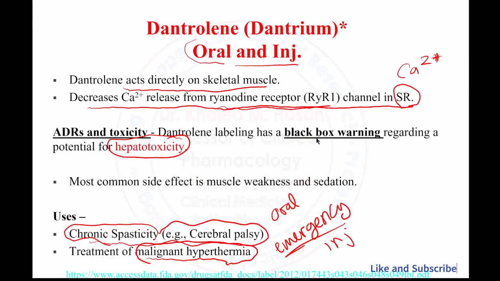So now a summary for Dantrolene: it acts directly on the skeletal muscles, decreasing the release of calcium from the ryanodine receptor, sarcoplasmic reticulum. Black box warning for Dantrolene: hepatotoxicity. The most common side effects are sedation and weakness. Uses: chronic spasticity such as cerebral palsy, or emergency treatment of malignant hyperthermia.